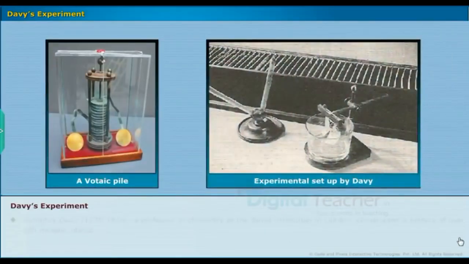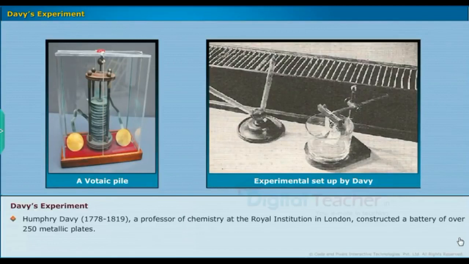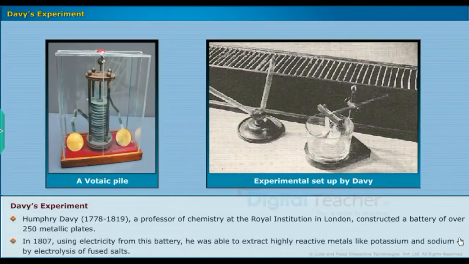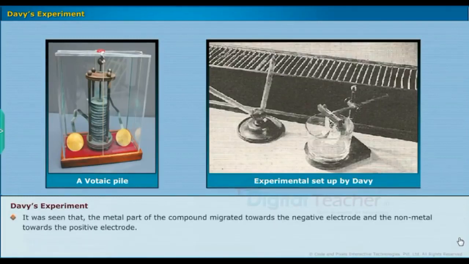Davy's experiment. Humphry Davy, 1778 to 1829, a professor of chemistry at the Royal Institution in London, constructed a battery of over 250 metallic plates. In 1807, using electricity from this battery, he was able to extract highly reactive metals like potassium and sodium by electrolysis of fused salts. It was seen that the metal part of the compound migrated towards the negative electrode and the non-metal towards the positive electrode.